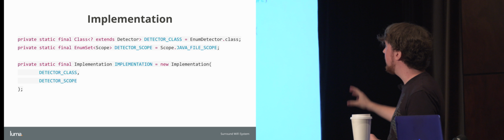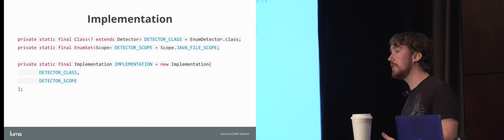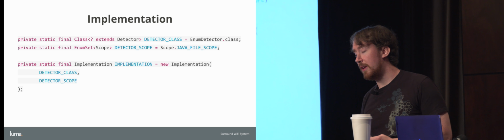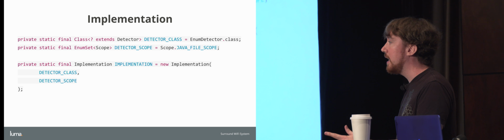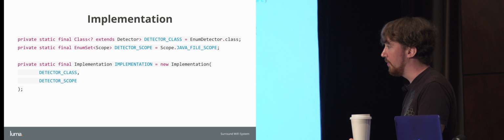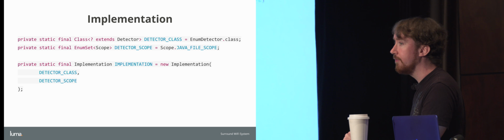Now, here, since we're looking for enums, and we know that enums will appear in Java classes, we're going to define our scope as, hey, Scope.JAVA_FILE scope. If we were looking for something in the Android manifest, it would be an XML file scope. If we were looking in Gradle, it would be Gradle, and so on and so forth. And that's about it for the implementation. It's really just this bridge between our detector and our issue, and it's holding on to where we should look for our different issues.